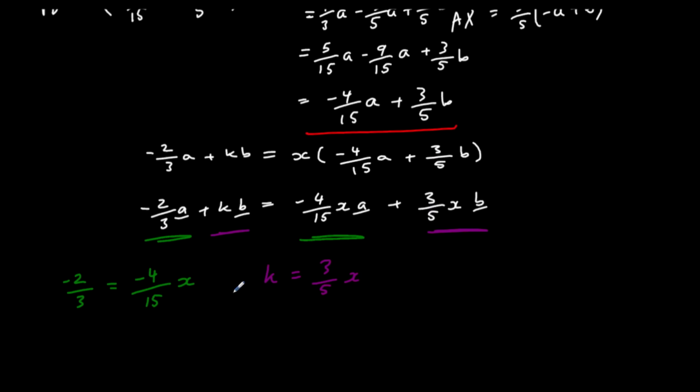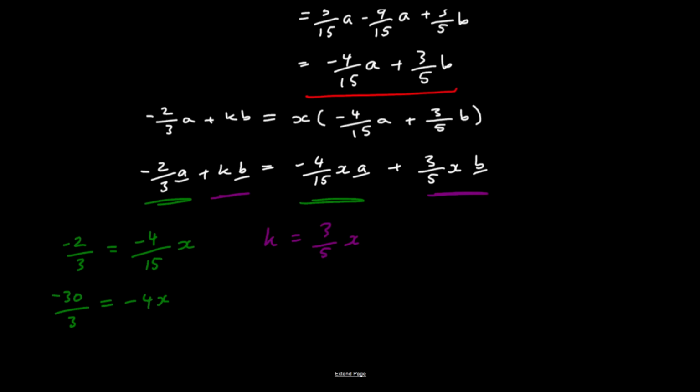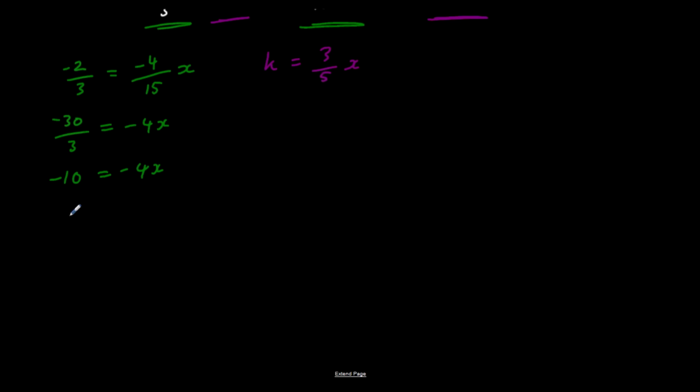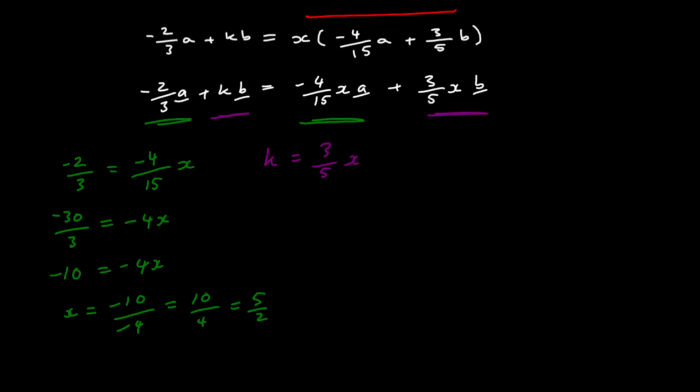So we can find out what x is if we multiply both sides by 15. That would be negative 30 thirds equals negative 4x. So negative 30 thirds is negative 10. So negative 10 equals negative 4x. x is negative 10 over negative 4, which is 10 over 4, or 5 over 2. So x is 5 over 2.